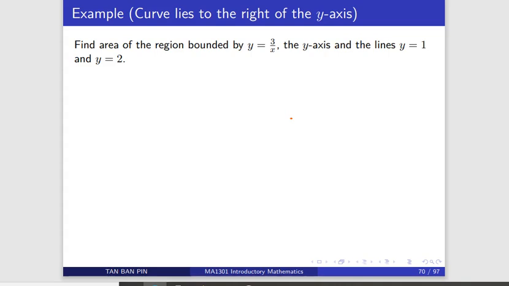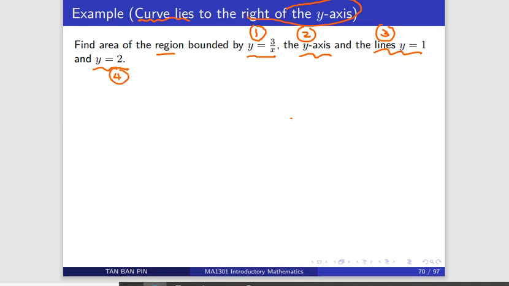In this question, you are going to find the area of a region bounded by a curve which lies to the right of the y-axis. In this example, you want to find the area of the region bounded by y equal to 3 over x, the y-axis, the line y equal to 1 and y equal to 2. So in total there are actually 4 boundaries: y equal to 3 over x, the y-axis, the line y equal to 1, the line y equal to 2.